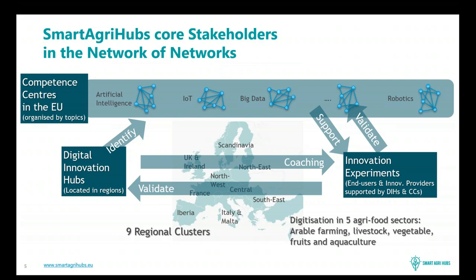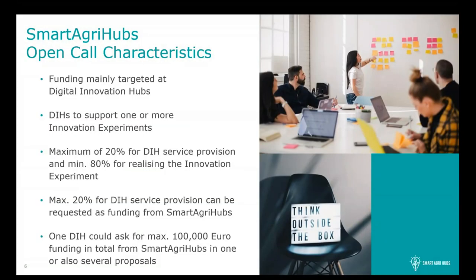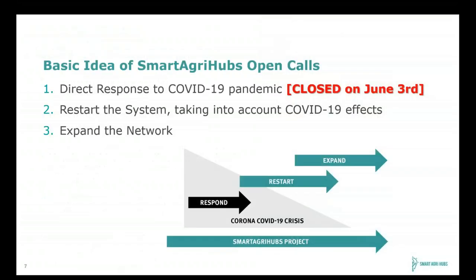And that's specifically the idea of our open calls. There are certain open call characteristics you have here on the slides. Our funding at the moment is mainly targeted at digital innovation hubs, while finally also towards SMEs, end users, and so on. But just to highlight here that it's, at the very end, about innovation experiments. How can end users and technology providers get support by digital innovation hubs, being coached by competence centers, and how can we make this work also in the long run? So that's the strategic objective.